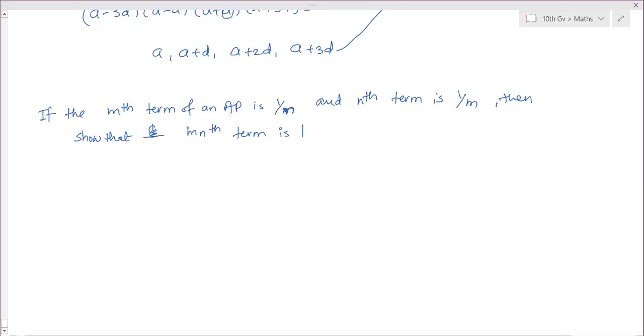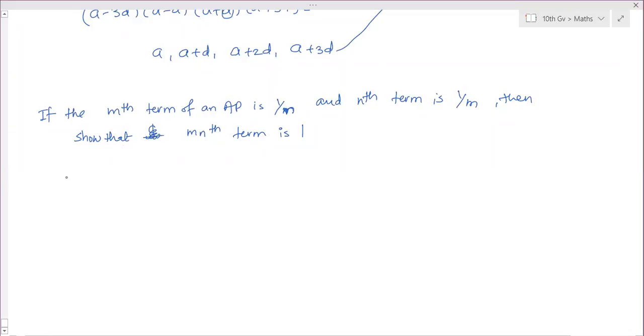You have solved one question: the ninth term is 1 by 7 and the seventh term is 1 by 9, then find out the 63rd term. You might have solved it in exercise 5.4. Check. Here only you have solved. So this is a similar type, here m and n are variables.